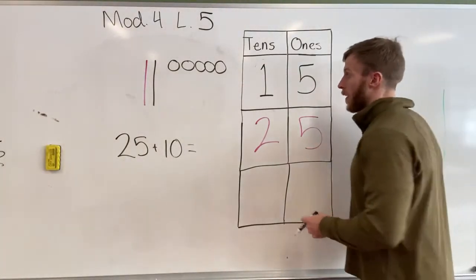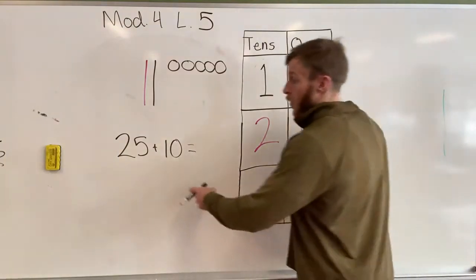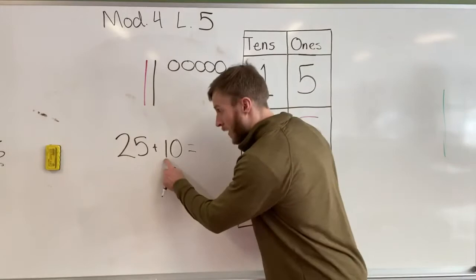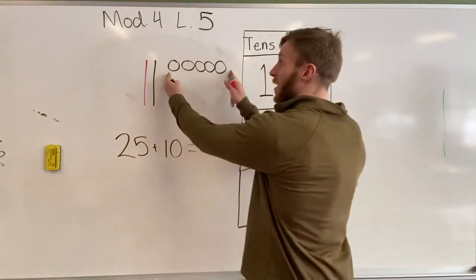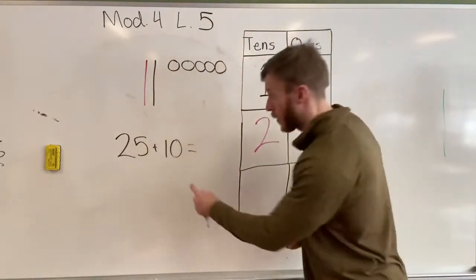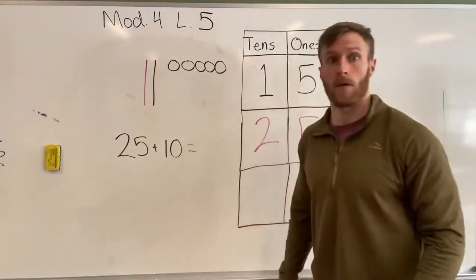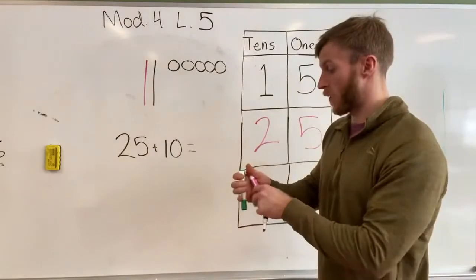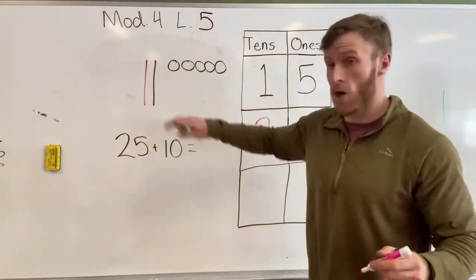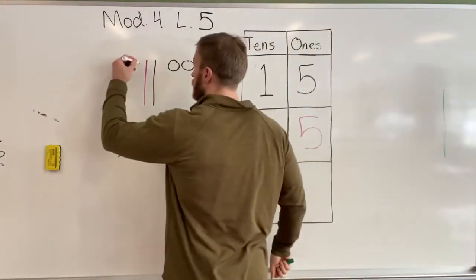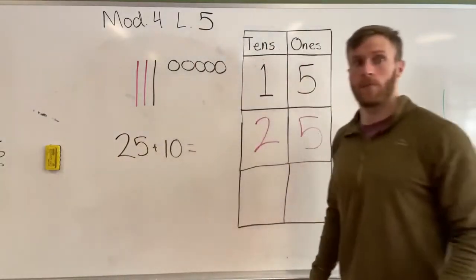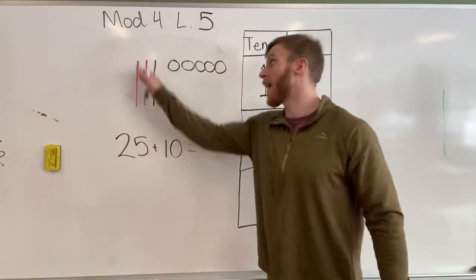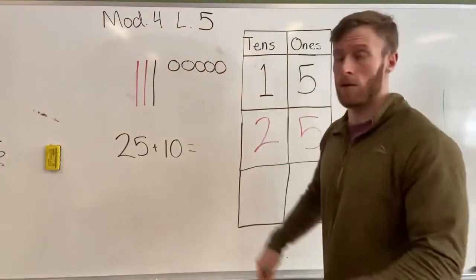Well, I need to add 1 group of 10. I need to add 1 10 and 0 1s. So I'm not going to be drawing any 1s because the number 10 says I add 0 1s to it. But it says I have to add 1 10. So I'm going to come over here and add another 10 stick. Boom. So from my drawing, I had 25, and I just added another 10 by drawing another 10.